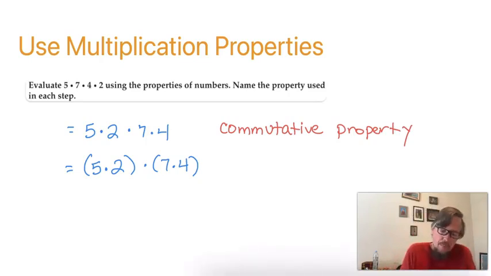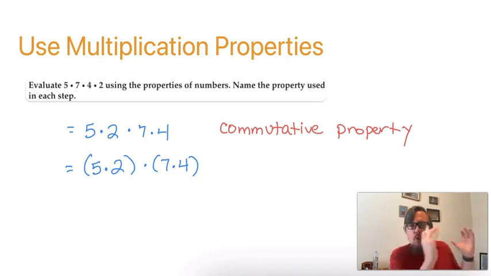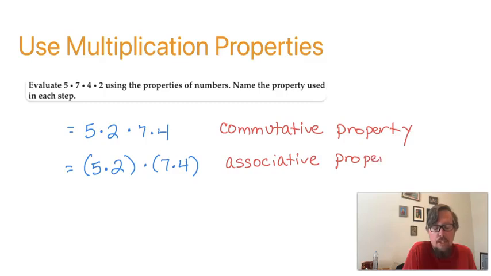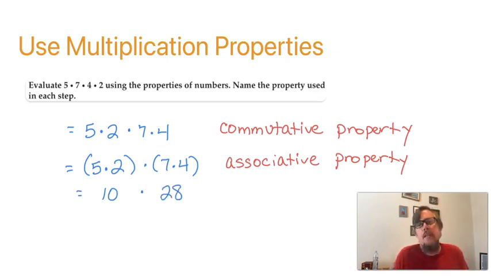So when we don't move the numbers, but we just group them together like that, this is called the associative property of multiplication, which we're just going to write associative property, but associative property of multiplication is its full name, first, middle, and last. Okay, now let's go ahead and multiply. 5 times 2, as we've said several times, is 10, and 7 times 4 is 28.